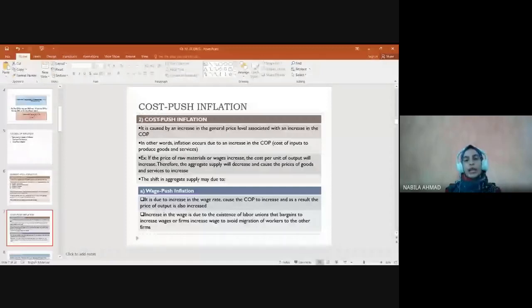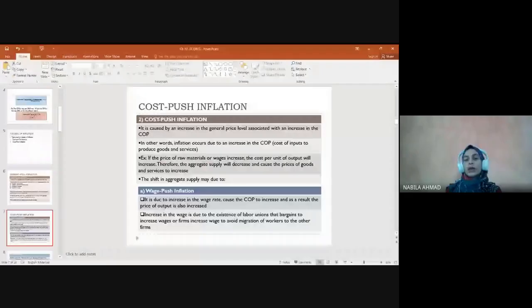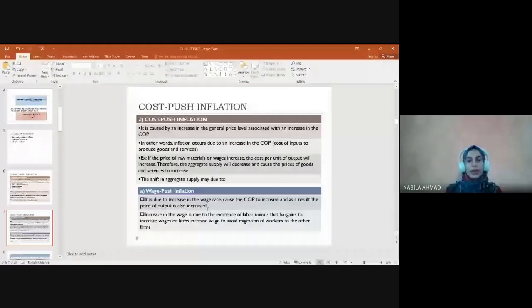So wage push inflation, dia ada beberapa faktor bawah cost push ni lah, ya. Faktor yang pertama, wage push inflation. So it is due to increase in the wage rate, cause the cost of production to increase and the price of output to increase. So bila wage increase, cost meningkat, price pun akan meningkat. Okay. And then we have profit push inflation.